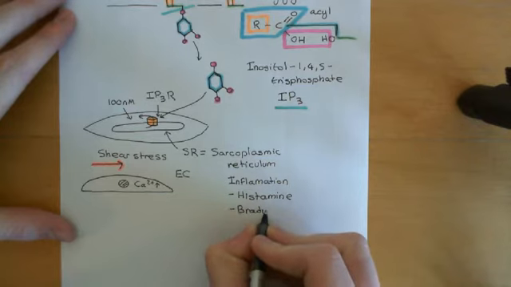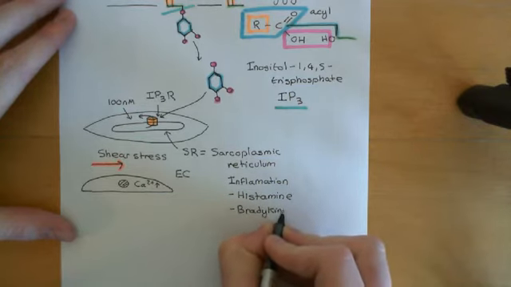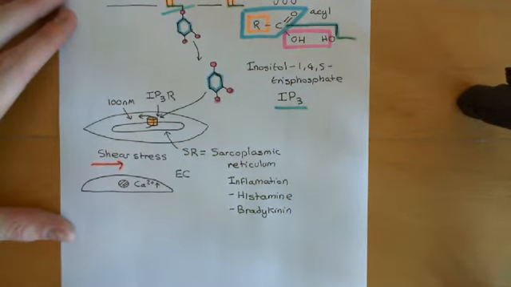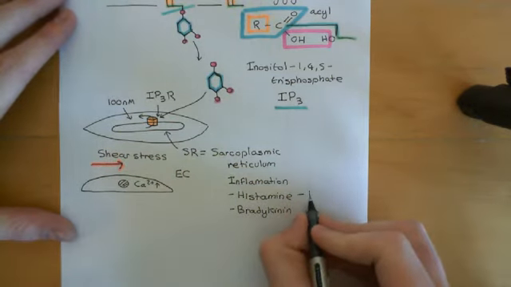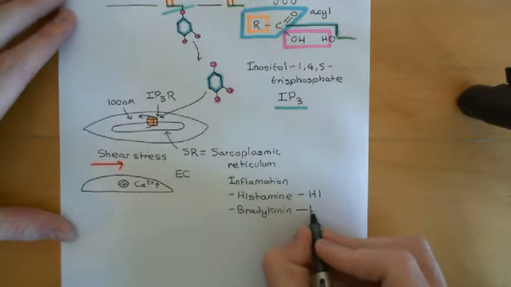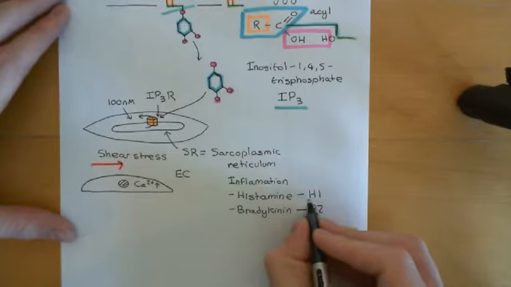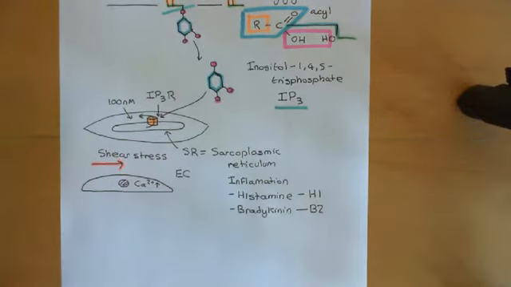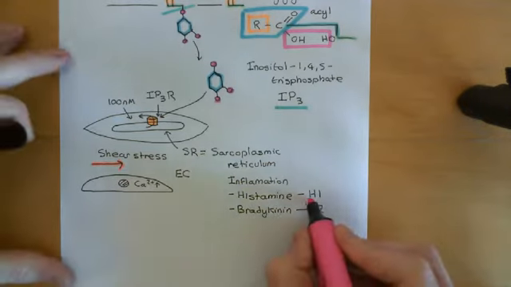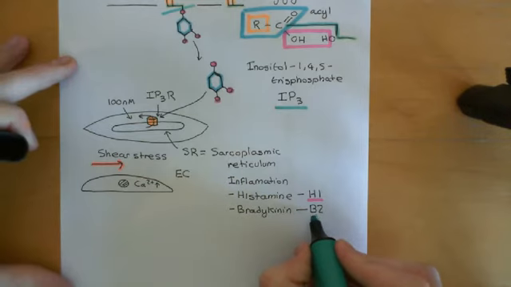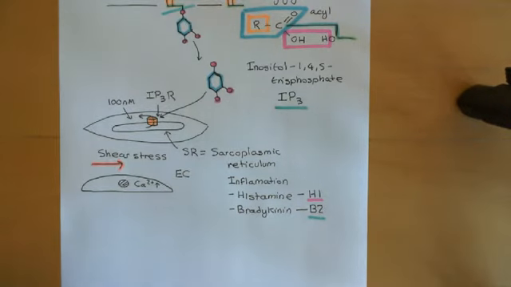Let me just talk about these a little bit more. Histamine and bradykinin both have G-protein coupled receptors on the surface of the endothelial cells, which are GQ coupled G-protein coupled receptors. The G-protein coupled receptor for histamine on the surface of these endothelial cells is a receptor known as H1. The G protein coupled receptor on the endothelial cells for bradykinin is known as B2.